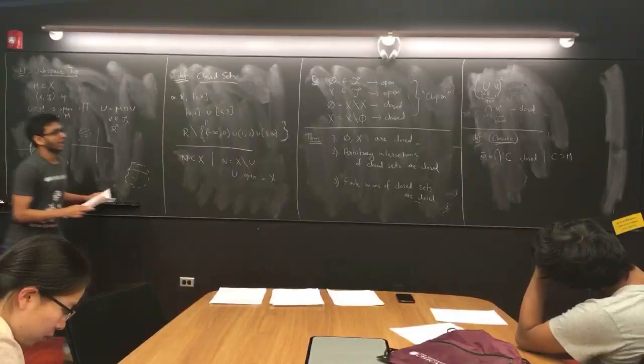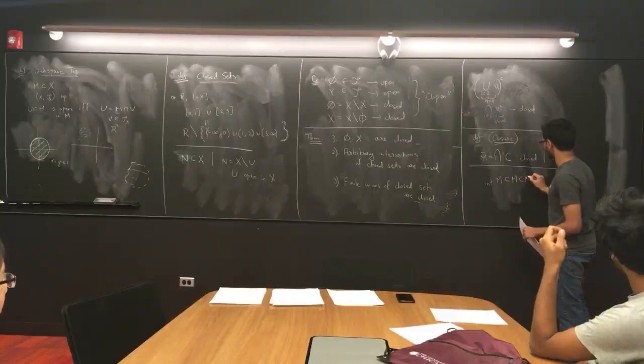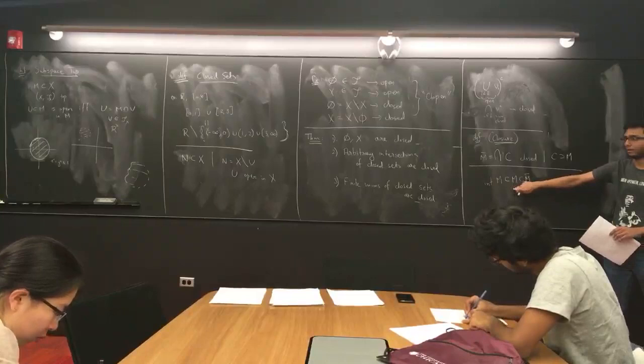We also have that the interior of any set is a subset of that set, which is a subset of its closure, because the interior is the union of every open set contained in M, and the closure is the intersection of closed sets that contain M.